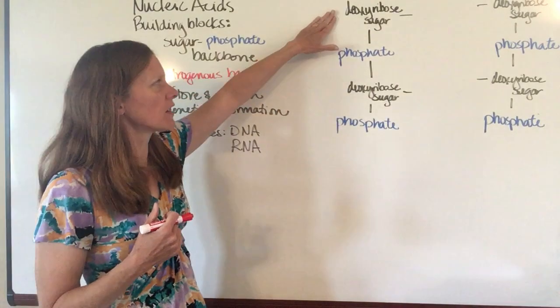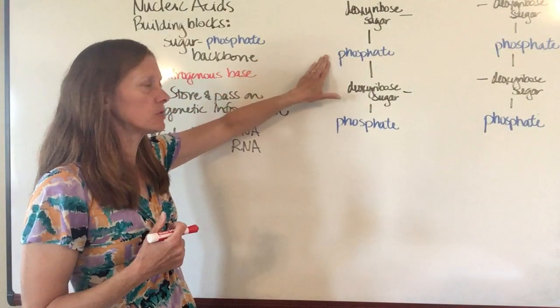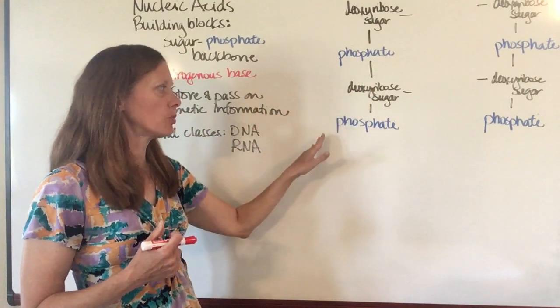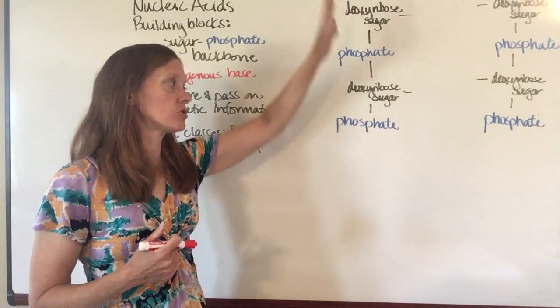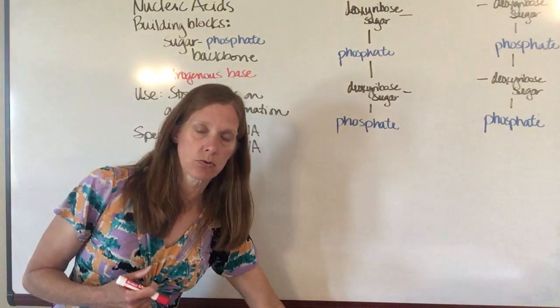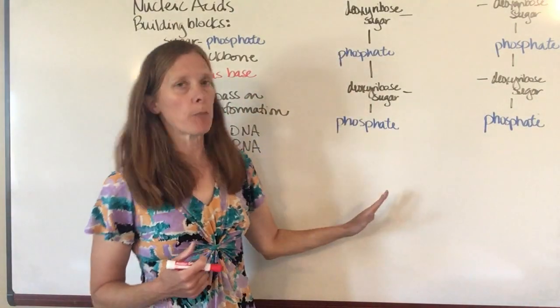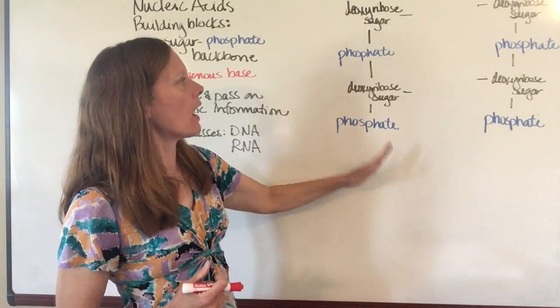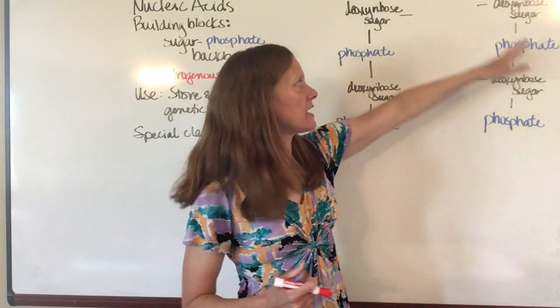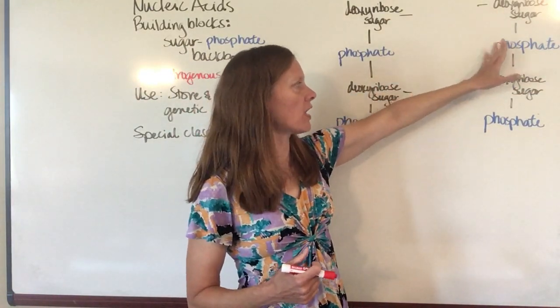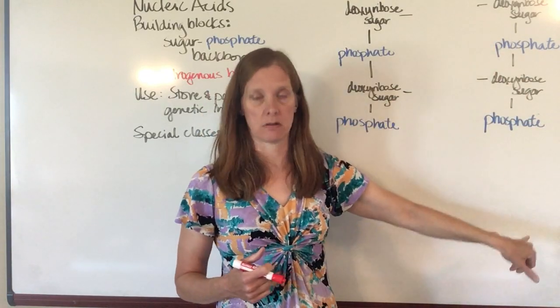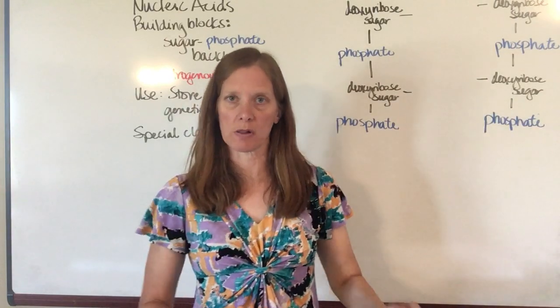Okay, so you've got a deoxyribose sugar that's linked to a phosphate, that's linked to another sugar, that's linked to another phosphate, and this is going to be really, really long, but I just have a small portion of the ladder on my whiteboard. Okay, then the other side of the ladder is going to be the same, a deoxyribose sugar, then a phosphate, then a sugar, then a phosphate, and it's going to keep on going like that.